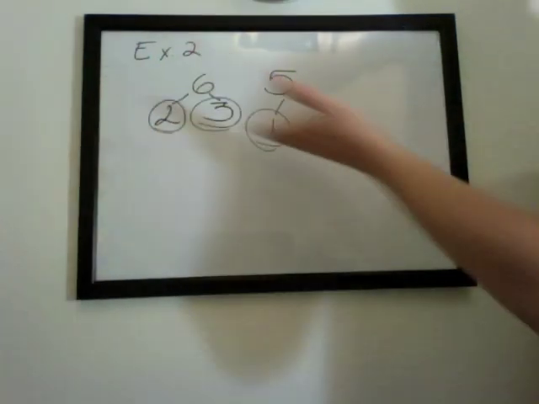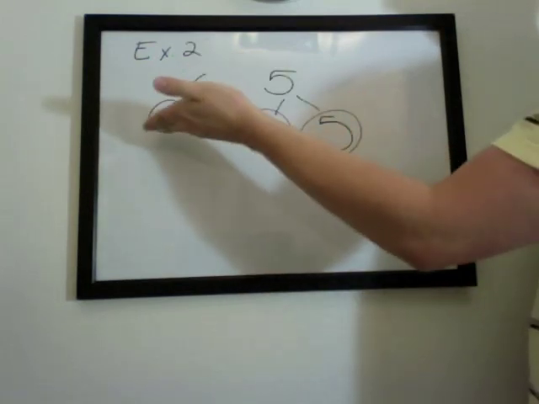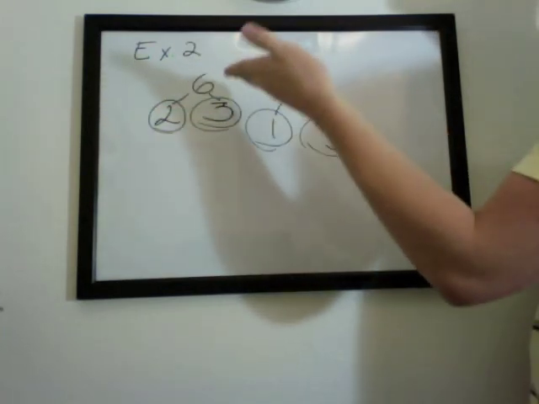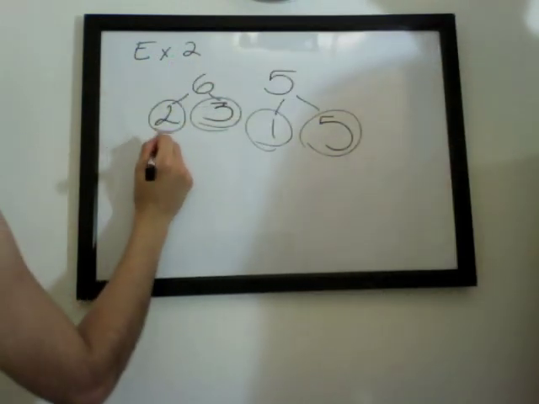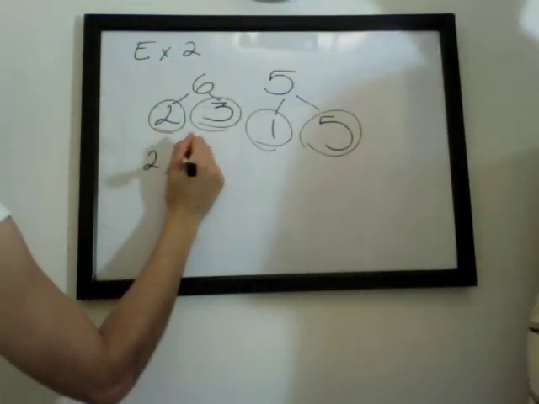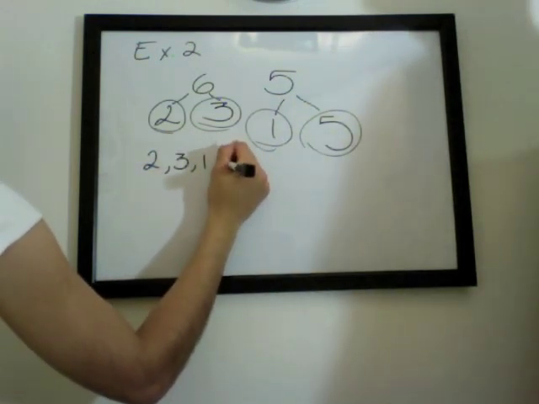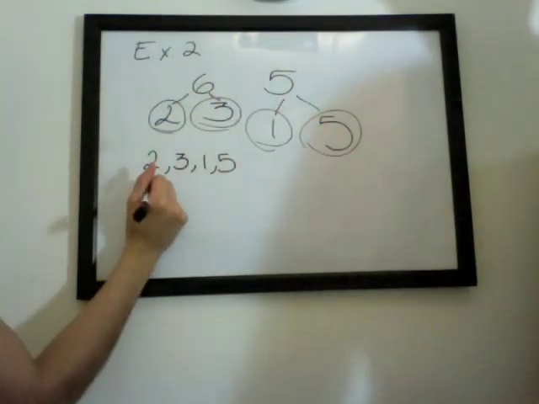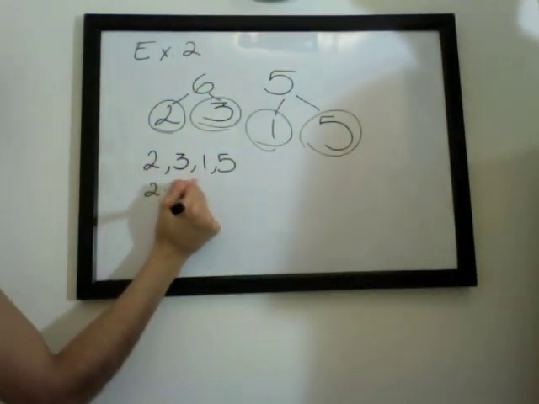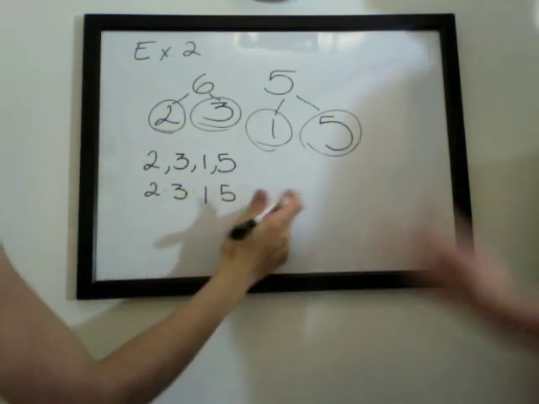Now, you don't have any competing numbers. This one doesn't have any 2s or 3s, and this only has 2s and 3s. This one doesn't have any 1s, and this one doesn't have any 5s. So we're going to write all these numbers down. And we're going to multiply 2 times 3 times 1 times 5. And what do we get? We get 30.